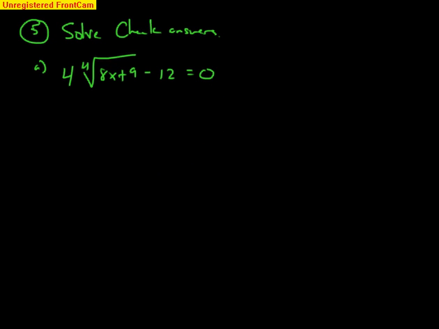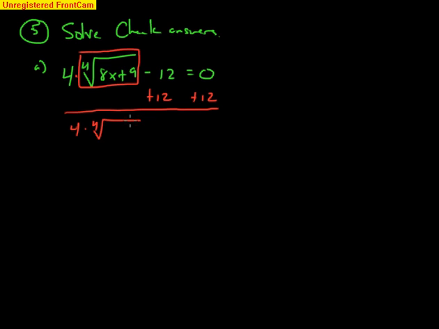Okay, so let's try this problem. We're going to have to solve radical equations. So in this problem, we say 4 times the 4th root of 8x plus 9, minus 12 equals 0. This is the radical which must be isolated, or get it by itself. So two things. There's a times 4 and a minus 12. Always do adding and subtracting first when undoing things. Work backwards.